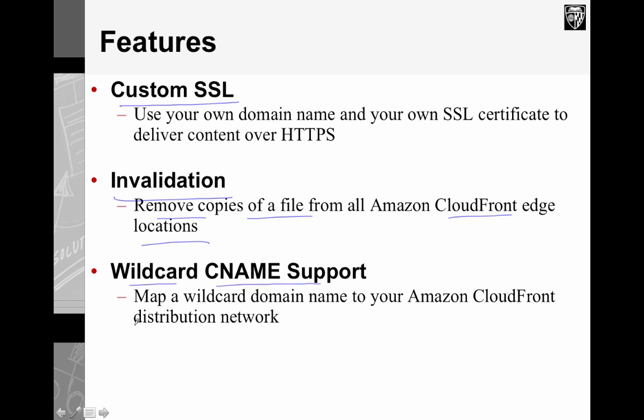Wildcard CNAME support. CNAME is canonical name. If you want, you can use wildcards for that. So for example, rather than saying images.cdn.mydomain.com or videos.cdn.mydomain.com, you can simply say *.cdn.mydomain.com, and then they would basically use that one CNAME to serve all the contents for you. If you don't understand what it is, don't worry about it. For this you need to understand domain names and CNAMEs and DNS in a little bit more detail. But the important thing for you to remember right now is that they actually support the wildcard CNAME concept.